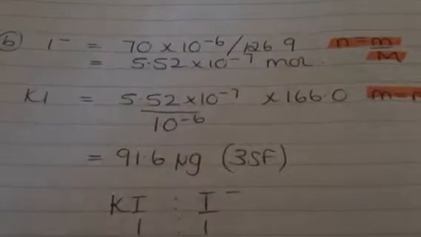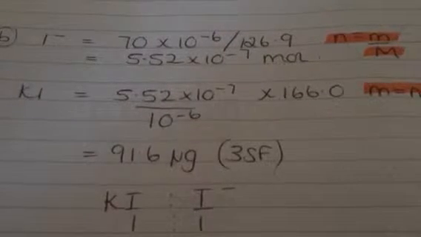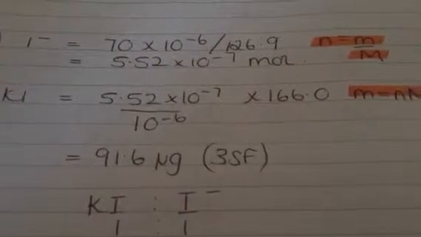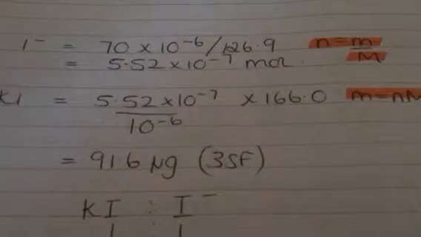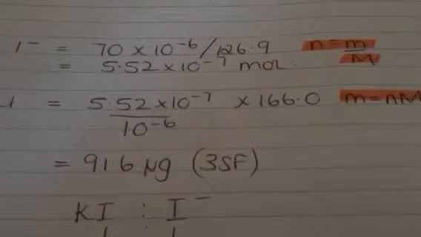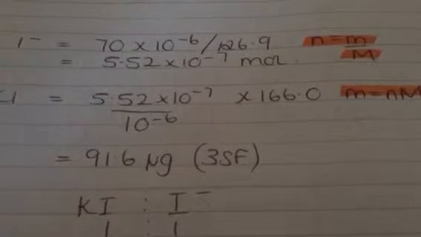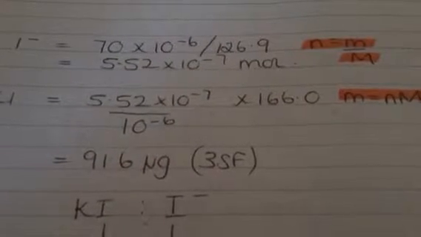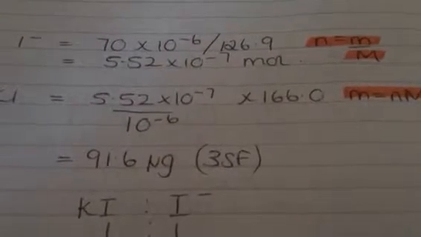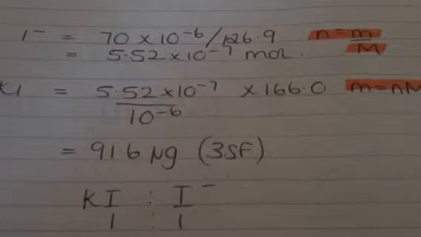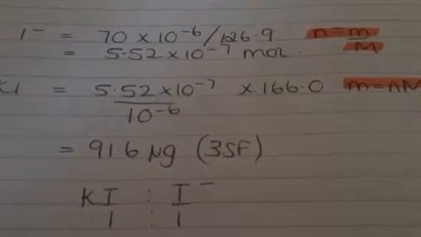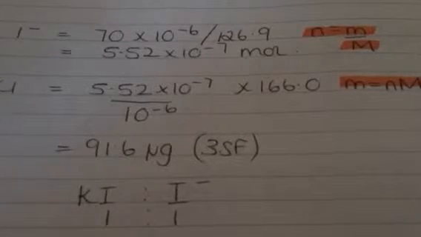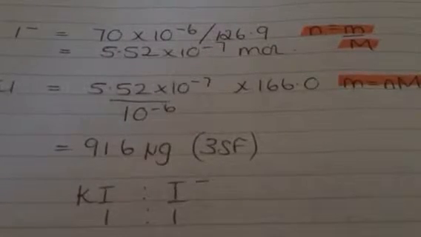We then have the KI. And if we look at KI and we take 5.52 times 10 to the minus 7 and multiply it through by 166, this will give us the mass. So we're taking the number of moles of KI, which is equal to the number of moles of iodide ions, because the stoichiometry is 1 to 1. We're multiplying by 166 because this is the molar mass of KI. And you can see that in addition to that, I've divided through by 10 to the minus 6. This is because the question states that it would like our answer in micrograms, and also to 3 significant figures.